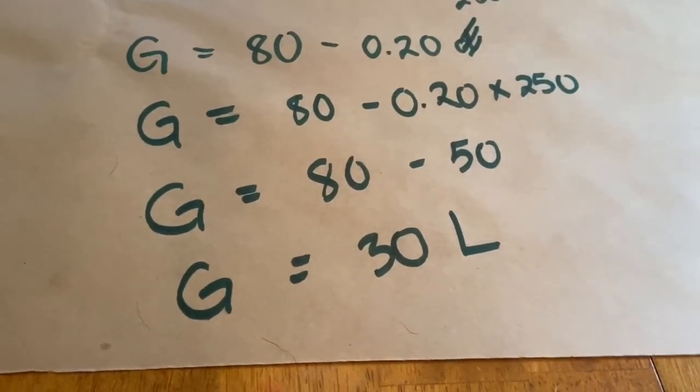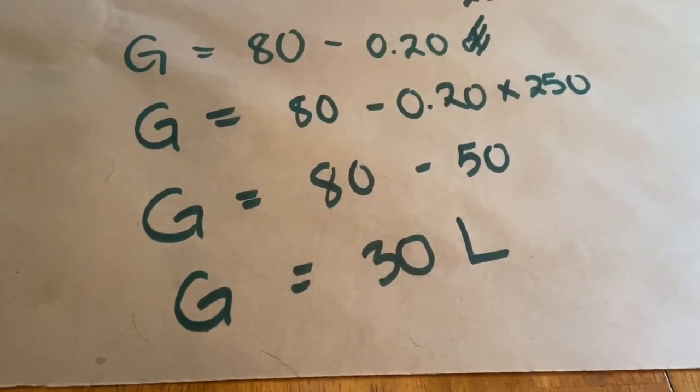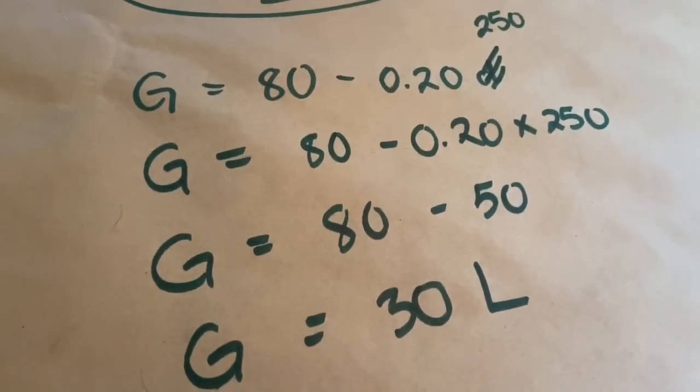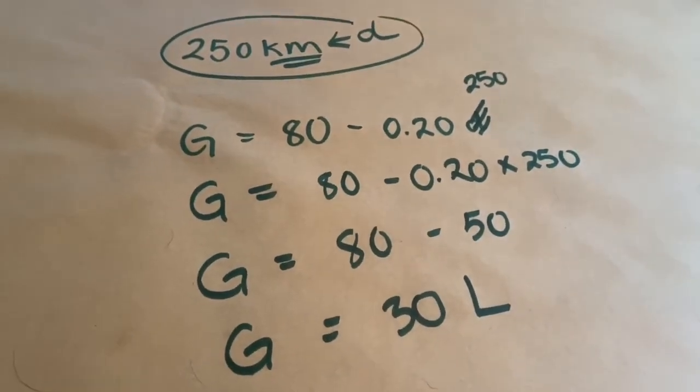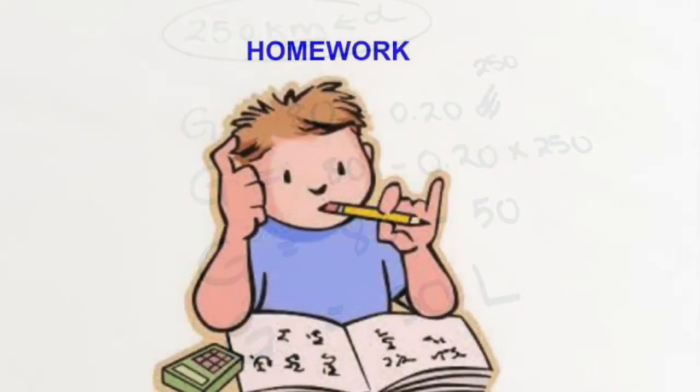And what I want you to notice is that the graph, the table, and the equation all gave us the same answer. So that means we know we did not make a mistake.